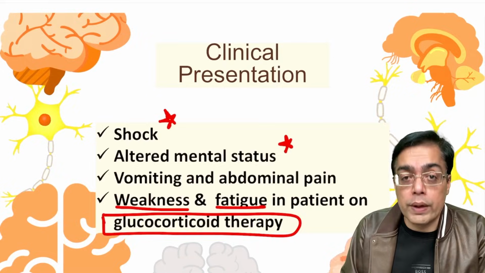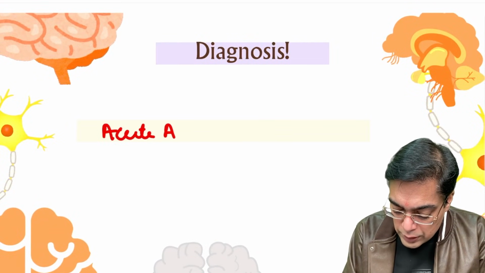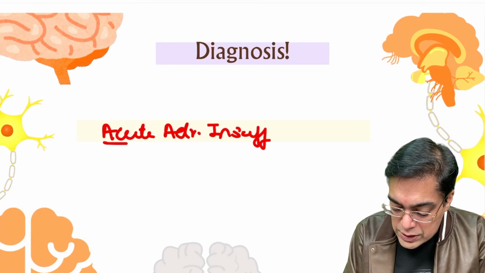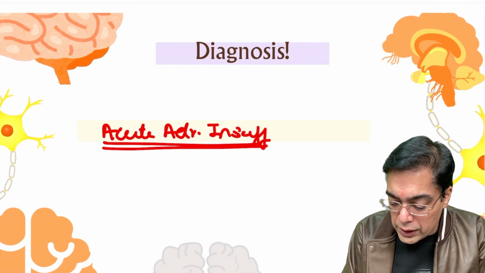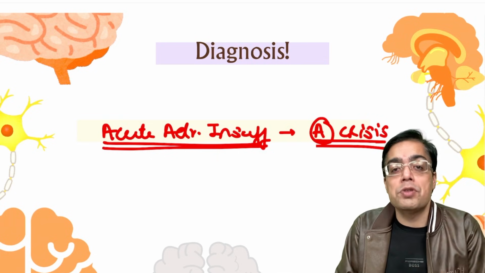Now, withdrawal of steroids would be an example of an acute condition. So this condition is what is going to be given the name of acute adrenal insufficiency. And acute adrenal insufficiency is again an example of an emergency. It's an emergency or a crisis, the crisis of non-functioning of the adrenal gland.